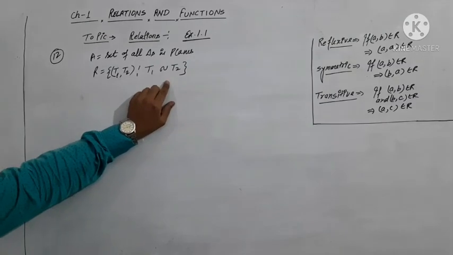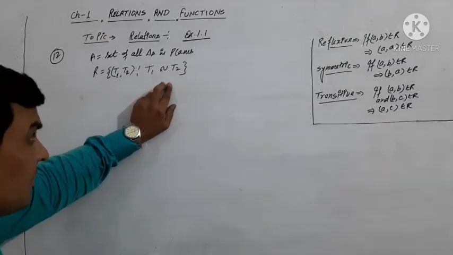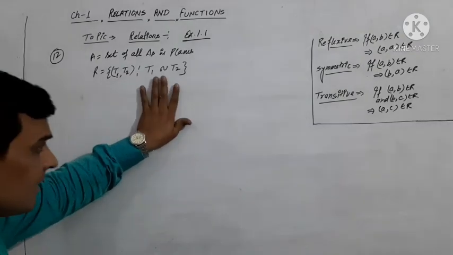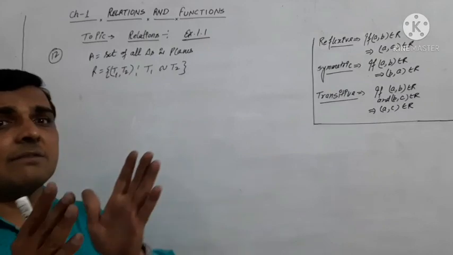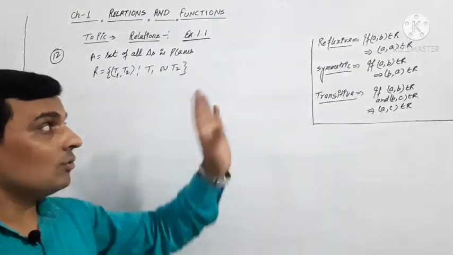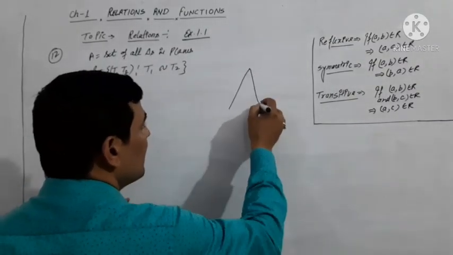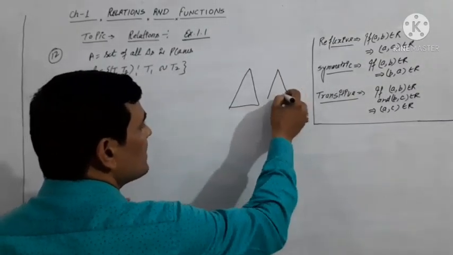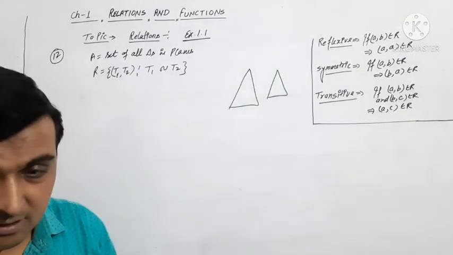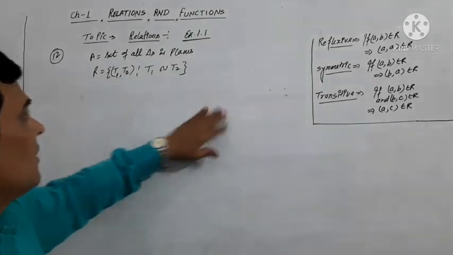Now what is similarity? What are similar triangles? In class 10 you must have read what similar triangles are. Two triangles will be said to be similar if they have the same shape. Shape should be the same. Small or big triangle, it makes no difference. This triangle and this triangle will both be similar triangles, but the conditions for similarity should be satisfied. Is it clear?